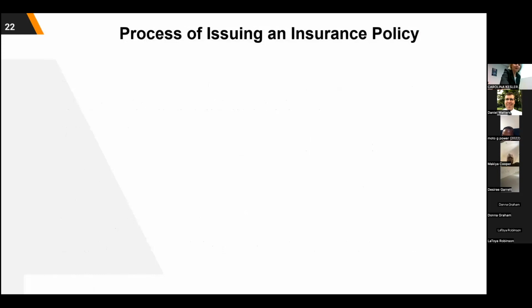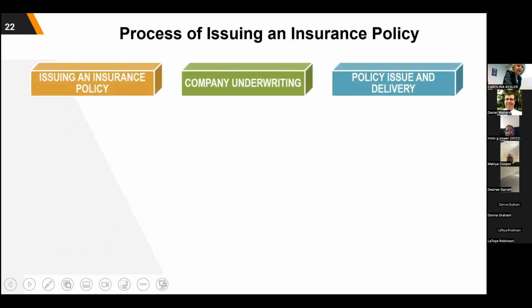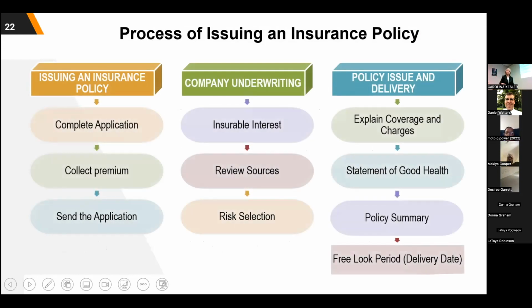So, the process of issuing a policy. This is going to be a little diagram. Y'all can take a picture of it if you want. Issuing an insurance policy, you complete the application, collect the premium, send the application. The company underwriting looks at the insurable interest, and they review the sources, and they look at the risk selection. Then on issue and delivery, you explain the coverage and the charges and collect the statement of good health if they didn't pay their premium when you took out the application, and go through the policy summary with them, make sure everything is right, that the names are spelled correctly, the birth dates are right, the dollar amounts are right.